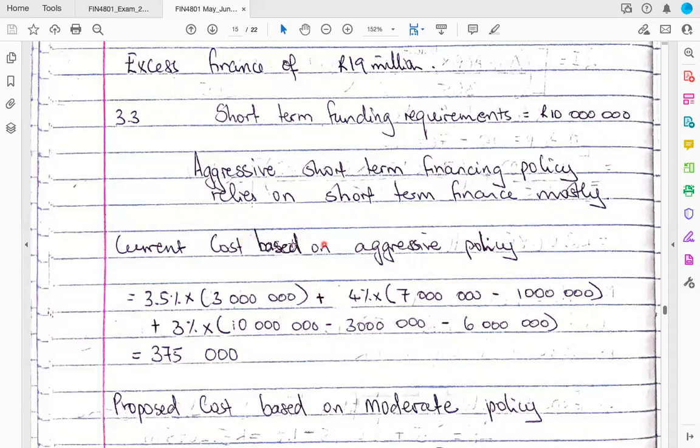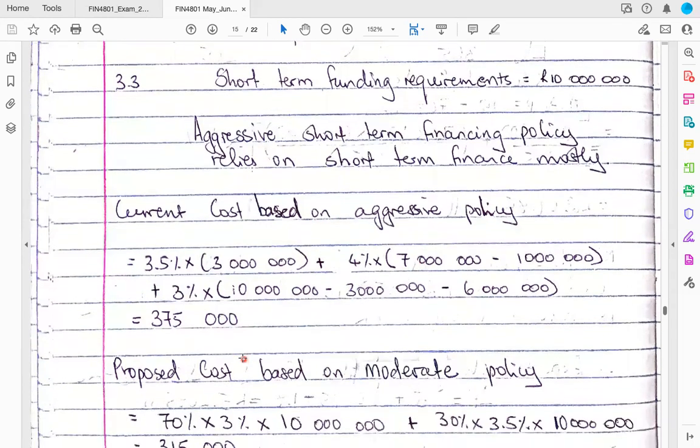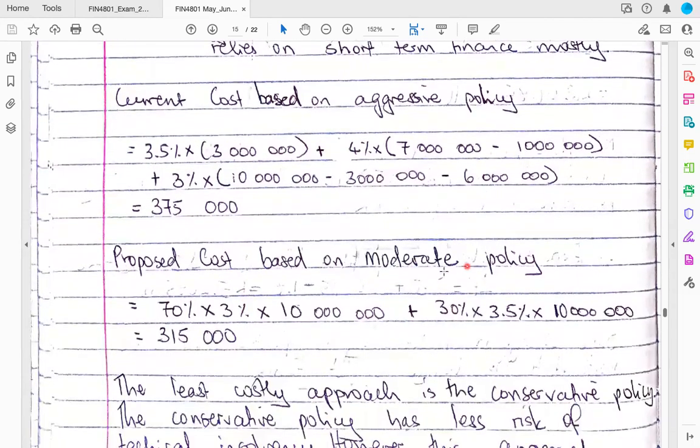So that will mean that the current cost based on the aggressive policy is 375,000 rand. And then the more moderate policy will be a bit more conservative compared to the aggressive policy. We won't be relying as much on short-term finance. We'll rather rely a bit more on long-term finance.